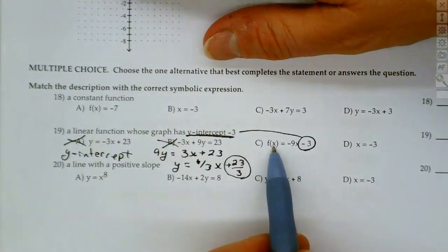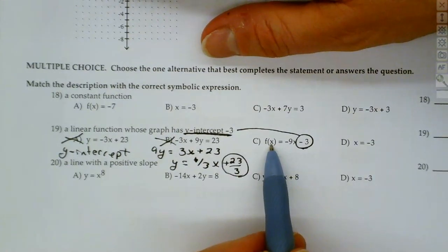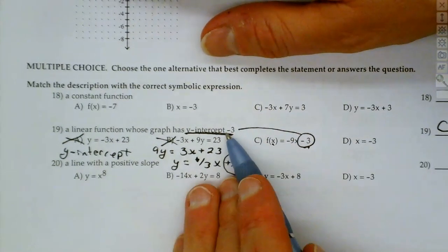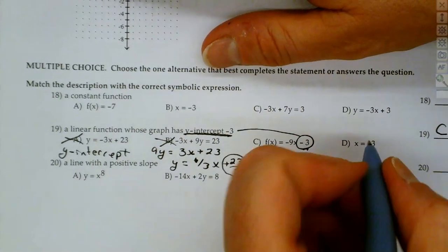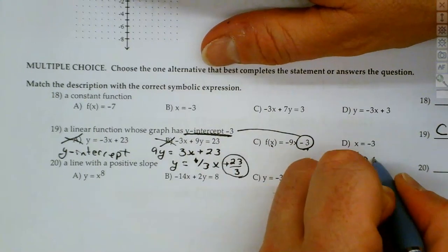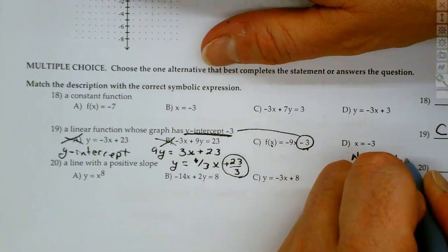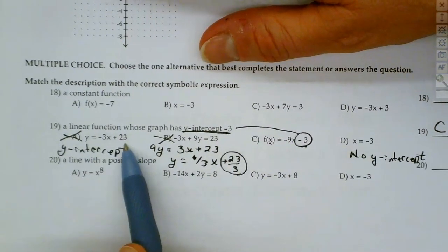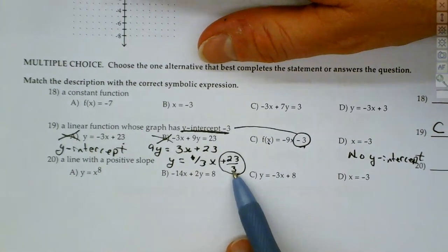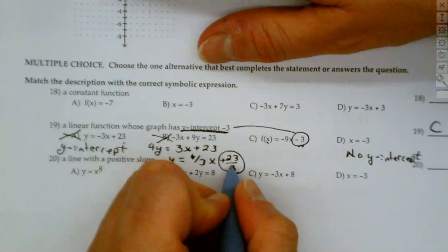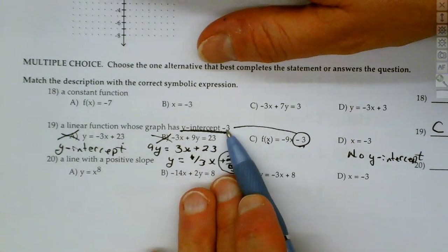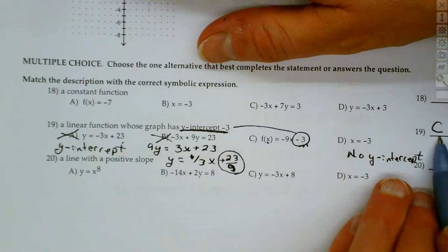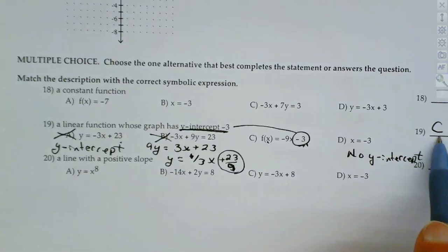It has been solved for y or f of x. They are the same. The number on the end is a -3, so it has a y-intercept of -3. This one over here has no y-intercept. So this one has a y-intercept of 23. This one has a y-intercept of 23 over 9, right? And that's not -3 like what we want. This one has a y-intercept of -3. So those match up. So question 19, the answer should be C.